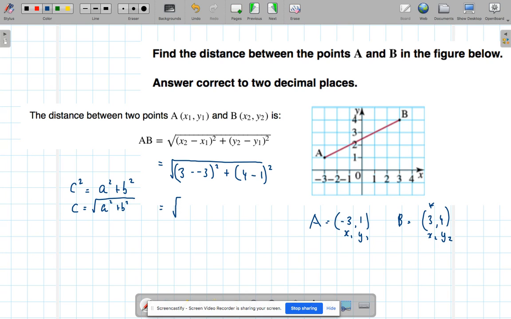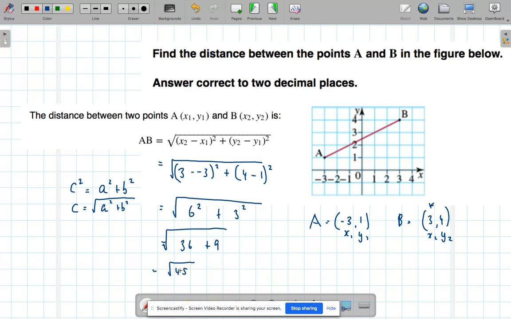Equals the square root of 3 plus 3, so that's going to be 6 squared. Remember, a minus minus is a plus there. Plus 4 minus 1 squared, so that's 3 squared. Okay, there. So 6 squared plus 3 squared equals the square root of 36 plus 9 equals the square root of 45.